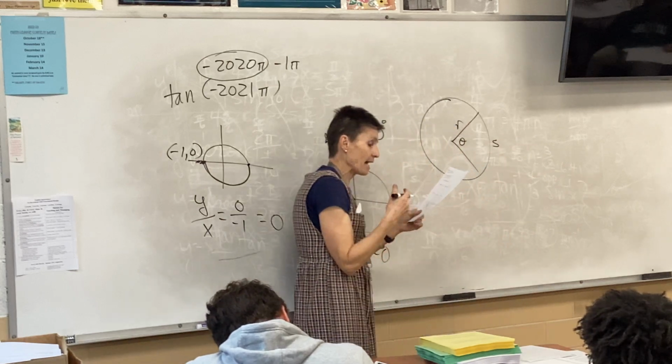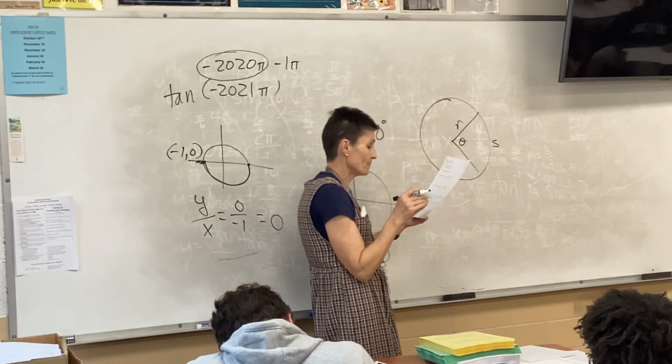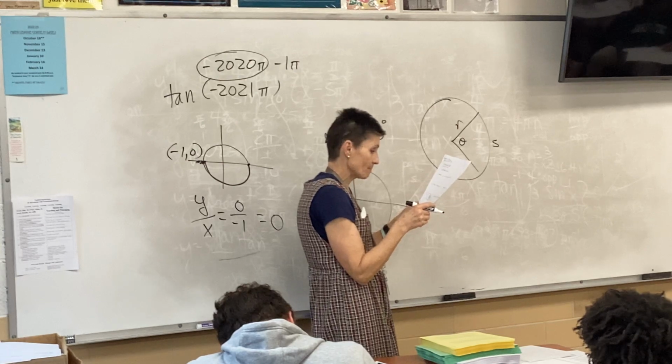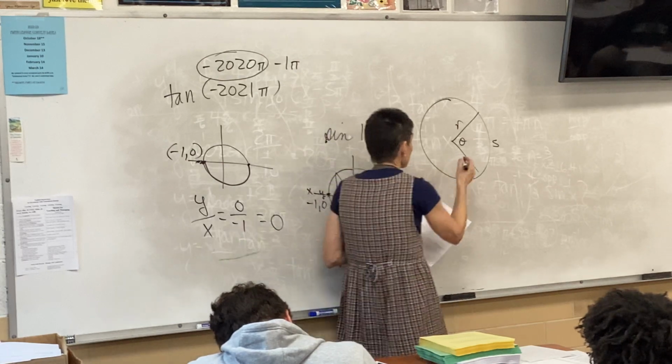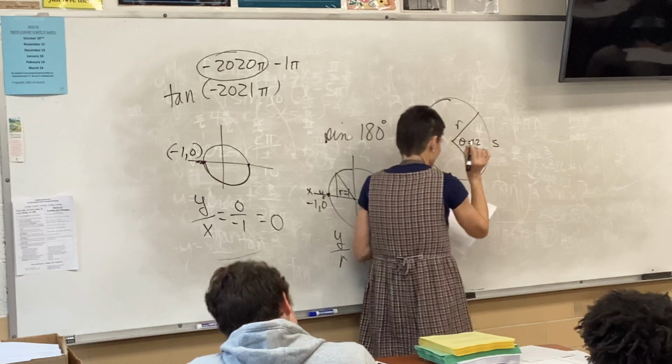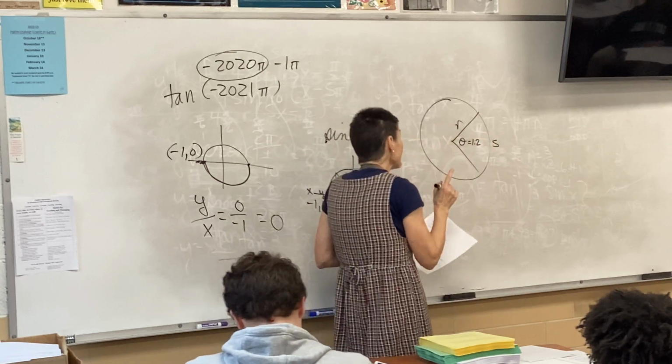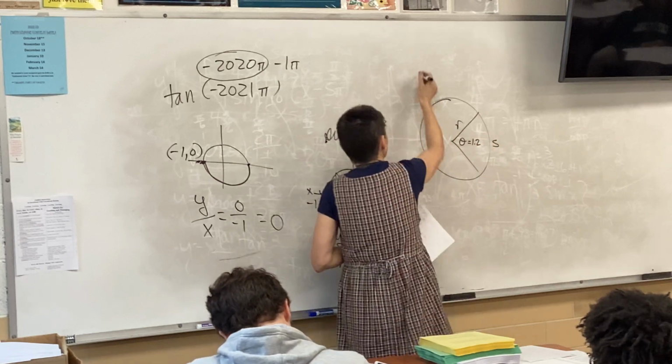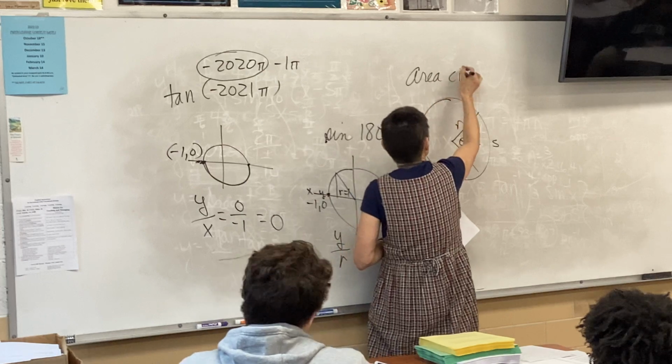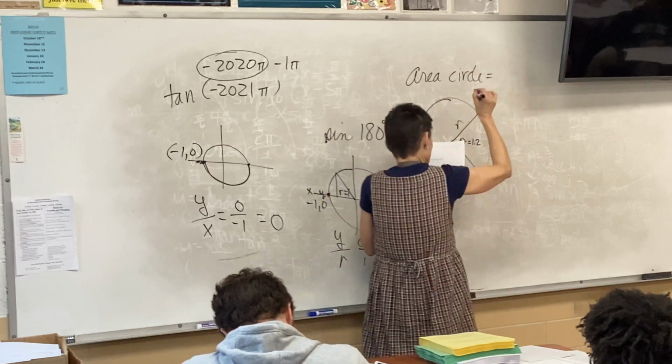Find, do this exact, this is a no calculator problem. Find S if theta is 1.2 and the area of the circle is 10.